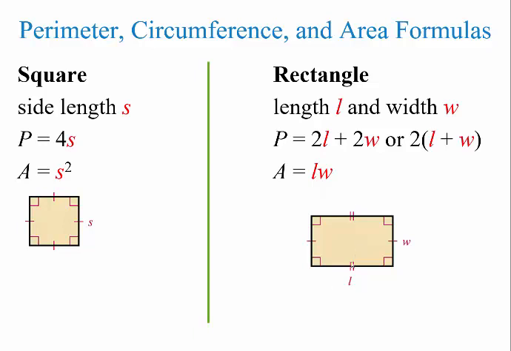So a rectangle kind of looks like a square, but what we notice about a rectangle is the opposite sides are of equal length, or of equal distance. So here it has length L, and this side and this side are the same, and it has width W, this side and this side. So the perimeter is equal to 2 times the length, because there's 2 L's, plus 2 times W, because there's 2 W's. Or we could write it as 2 times, in parentheses, length plus width. The area of a rectangle is just equal to length times width. That's it.